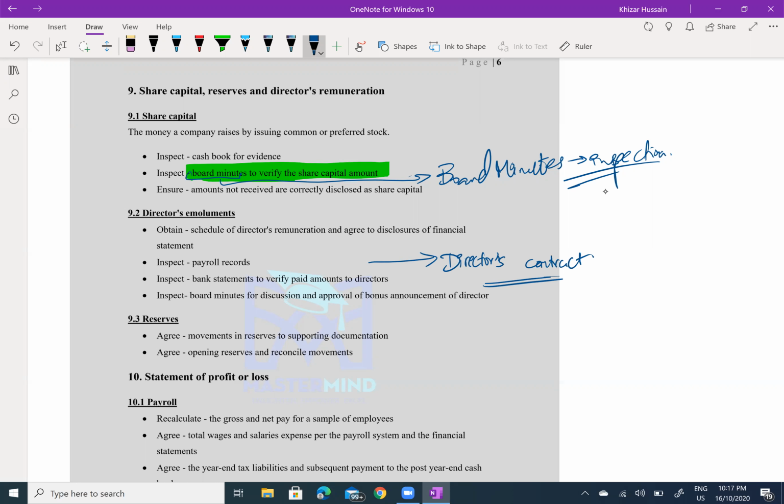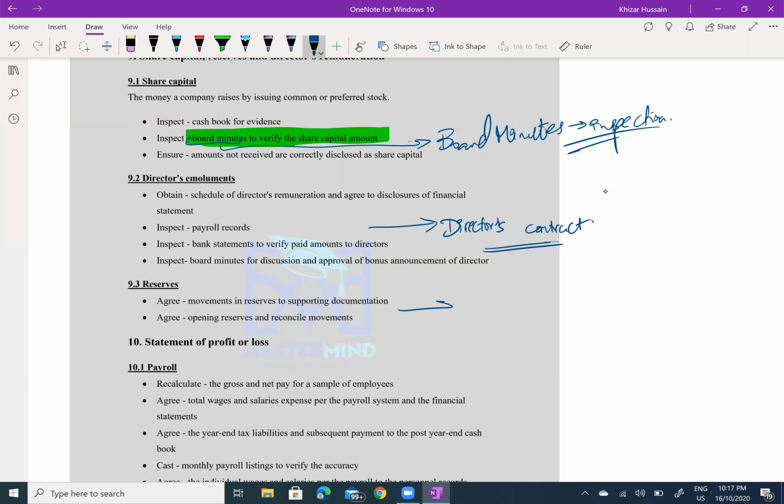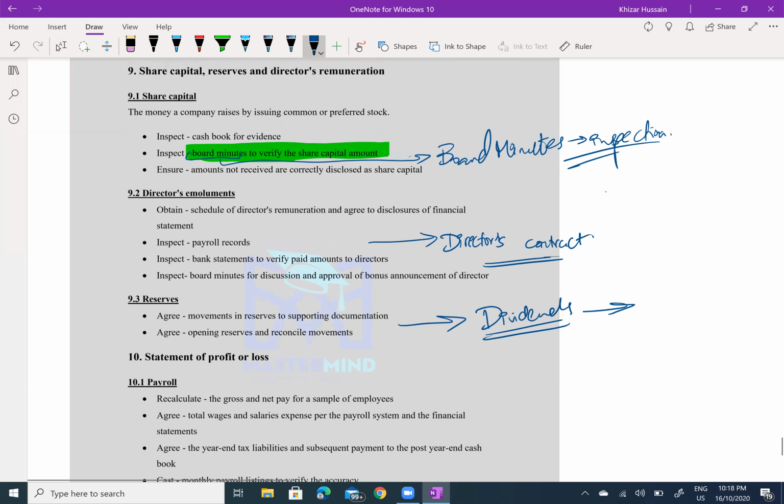contract. All right. Within the reserves, you obviously have dividends as well, right? So when you talk about dividends, what type of procedures are required? Obviously, one of the most crucial procedures is again the board minutes, right?